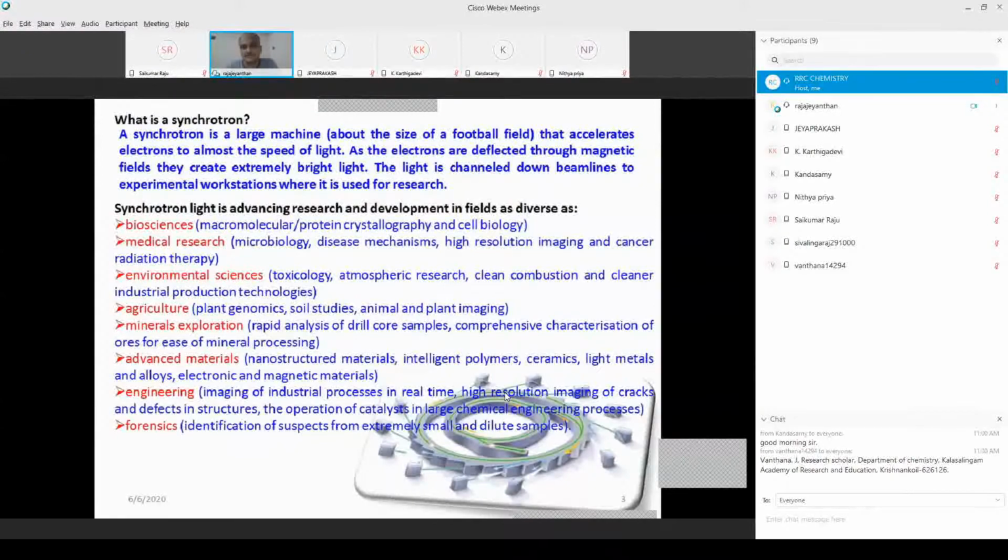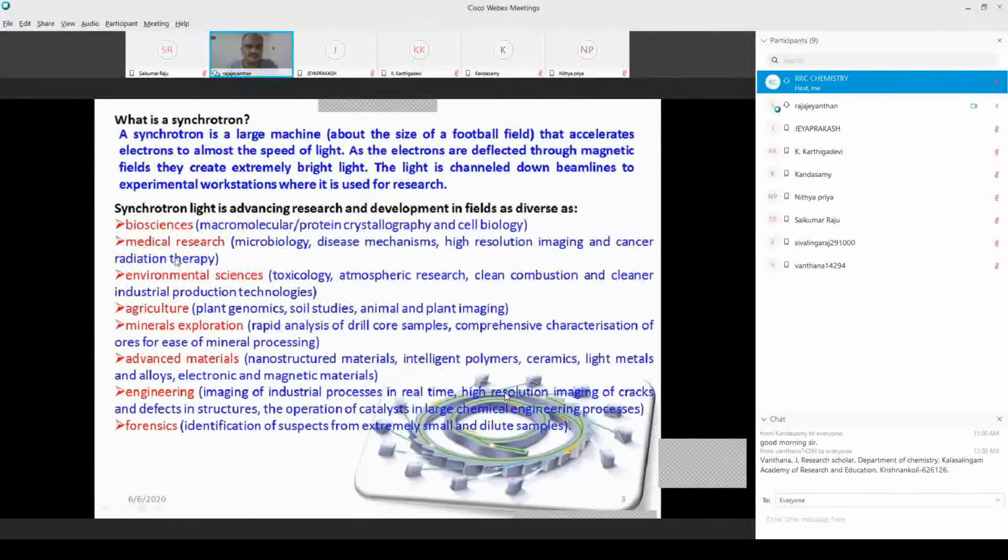The energy of the synchrotron radiation lies in the band of vacuum ultraviolet and high energy X-rays. This vacuum ultraviolet and high energy X-rays are used for characterizing and analyzing the samples in different fields. There are plenty of fields that have been using the synchrotron light.